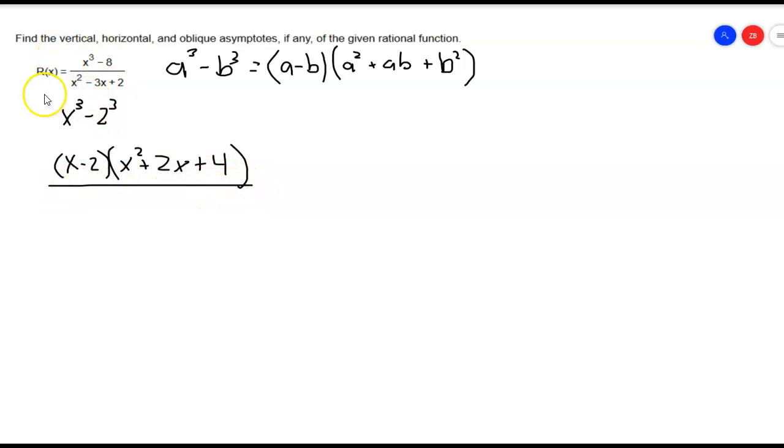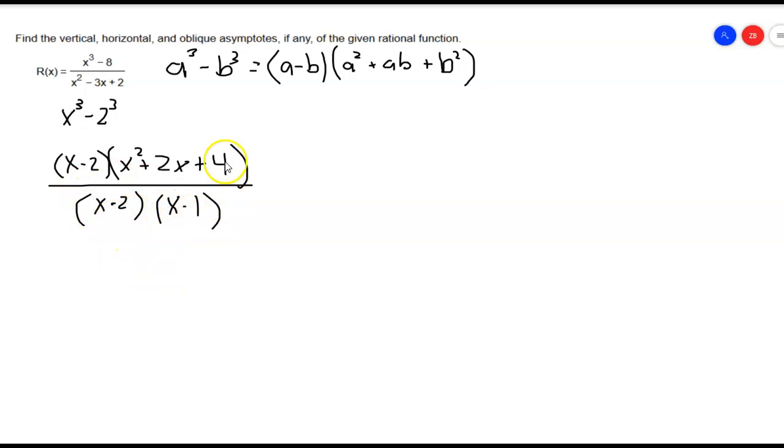And then on the bottom, this can be factored as x minus 2 times x minus 1. And that's just using some factoring methods, like breaking it apart and seeing which two numbers when multiplied together give me the 2 and which two numbers when added together give me the negative 3. And it doesn't take too long to figure out that the only choice is negative 1 and negative 2.